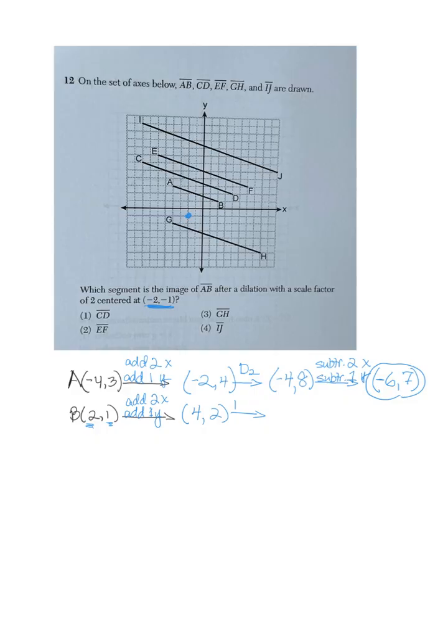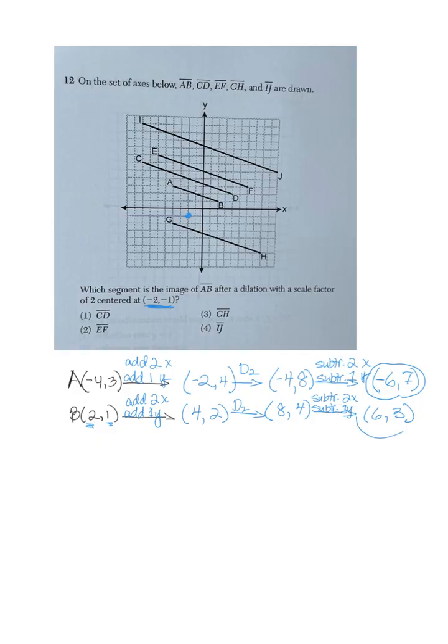Then we dilate 2, because that's what the problem tells us to do, right? And that means multiply by 2. So if I multiply 4 by 2, I get 8. And if I multiply 2 by 2, I get 4. And now we undo what we did in the first step. So we're going to subtract 2 from the x, and I'm going to subtract 1 from the y. Okay? And remember again that we're doing it from this previous step here. So if I do 8 minus 2, I will get 6. And if I do 4 minus 1, I will get 3.